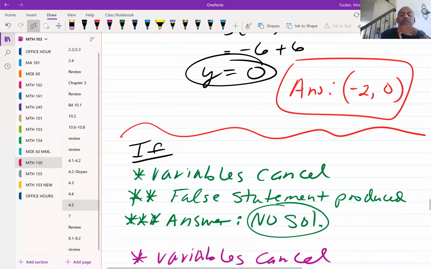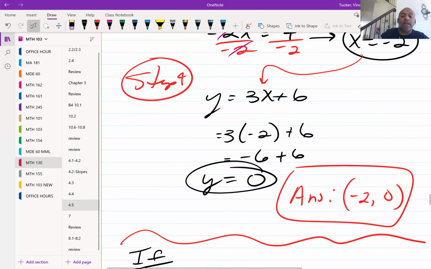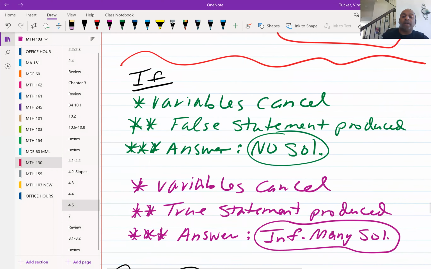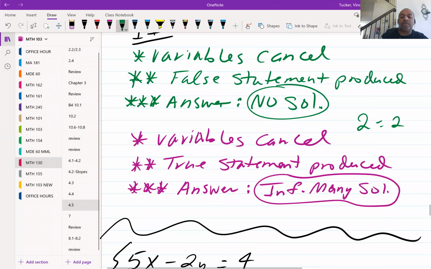All right. So the next two scenarios are just things that we talked about before, but they fit into what's going on now. So remember we talked about before when a variable is canceled and we have a false statement, our answer will be no solution. So if our variables cancel and we end up, let's say, with 2 equal to 5, that's not true. 2 is not equal to 5. Something like that, then our answer is no solution. Then if variables cancel and we end up with a true statement, so let's say 2 equal to 2, then our answer is going to be infinitely many solutions.